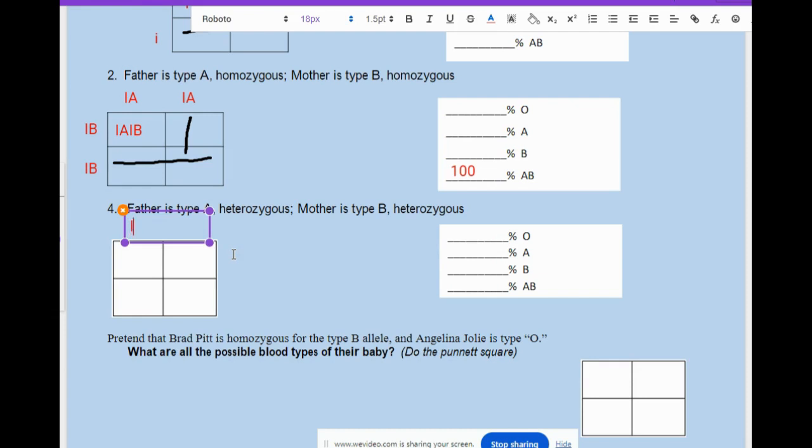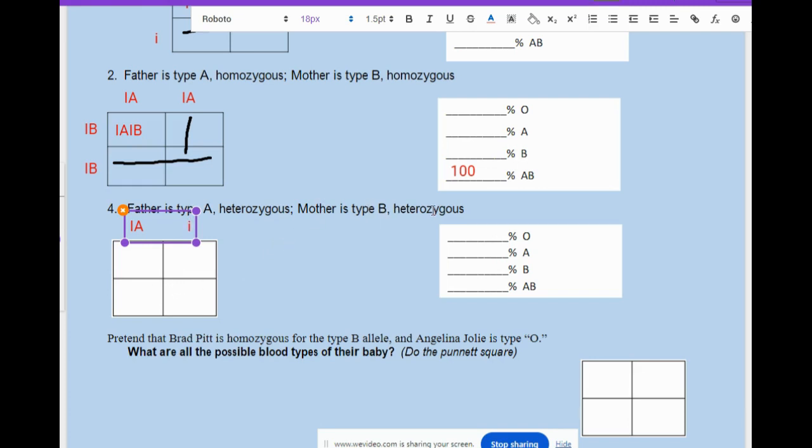Heterozygous, so he's obviously got a type A allele. There it is. His other allele cannot be another big I^A because he wouldn't be heterozygous. He would be homozygous, and it can't be this. It can't be big I^B because then he wouldn't be type A blood. He'd be type AB. So he's got to have the little i, heterozygous. You're going to have to figure out the mom's genotype and then fill in this Punnett square.